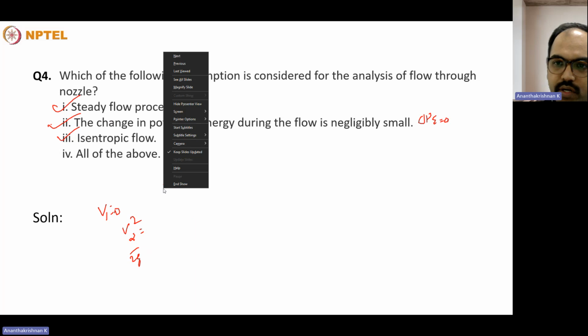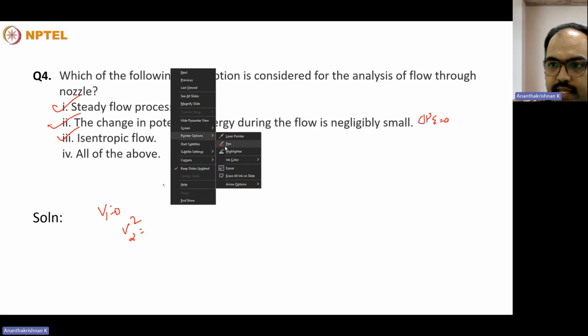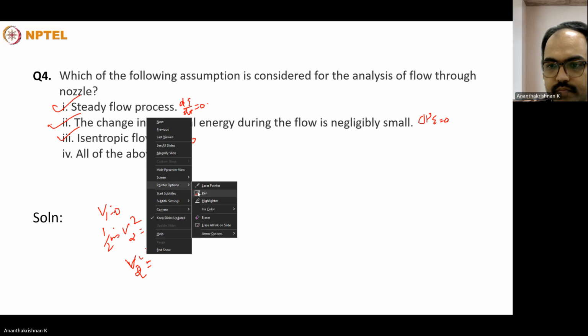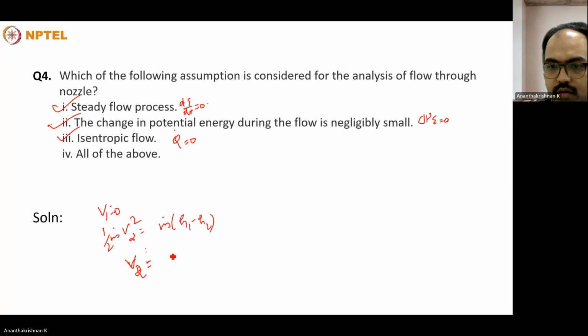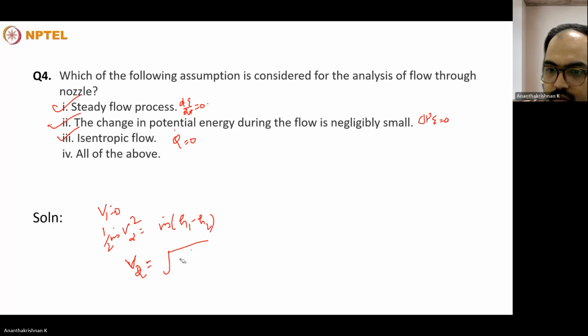So in terms of this, we can write it in terms of kinetic energy. The kinetic energy at the exit, of m dot V squared, would be written as the change in enthalpy. So V2 squared, V2 could be written as root of 2 into H1 minus H2.